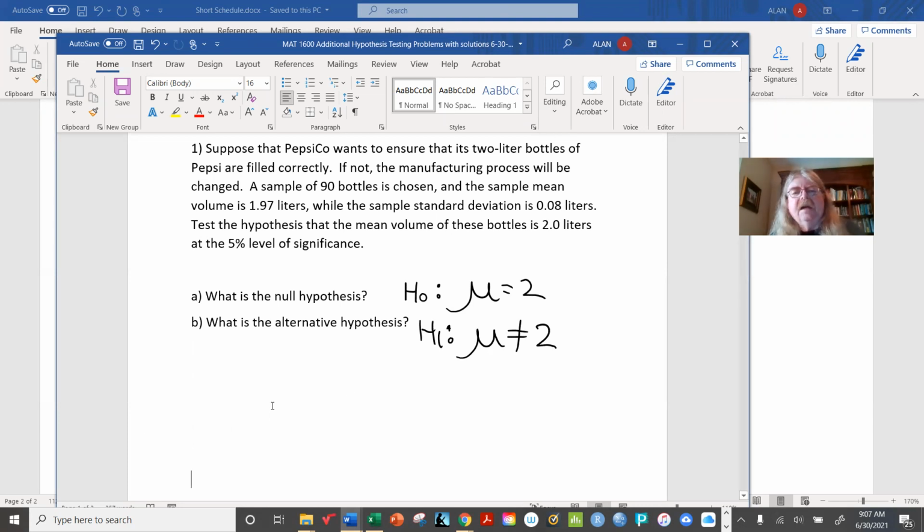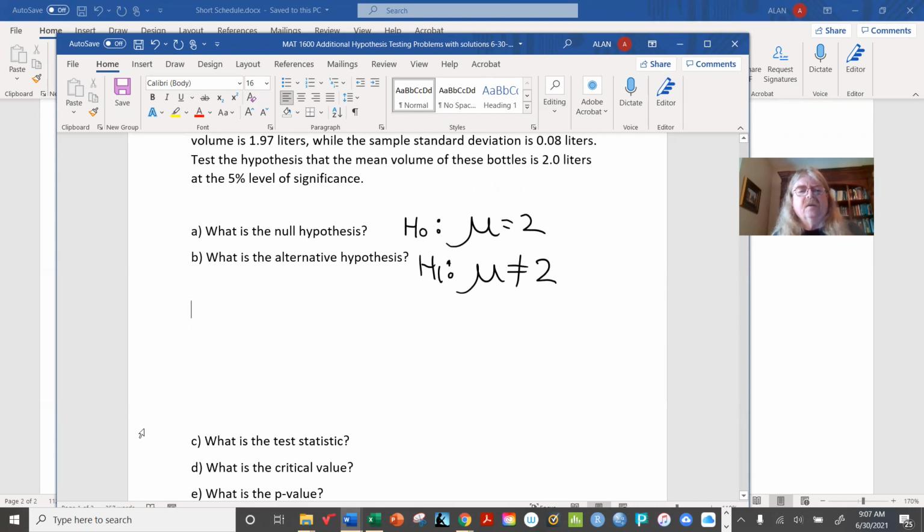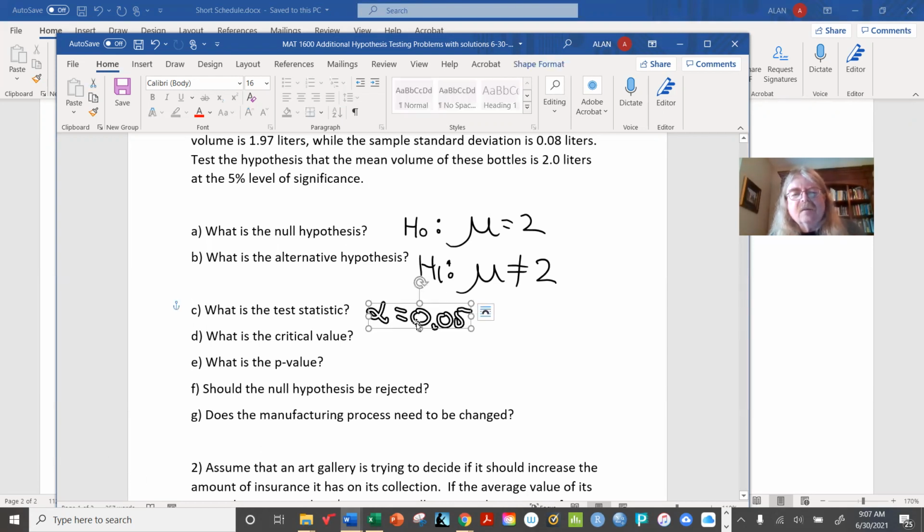Okay, now the level of significance, part C asks for the level of significance. That's pretty straightforward. So I'll just fill that in. Oh, whoops. No, it didn't ask that, did it? Oh, I'm reading things wrong here. No, it's the test statistic that comes next.